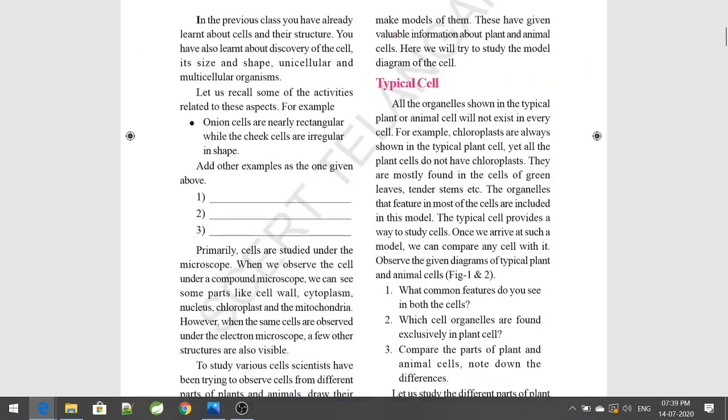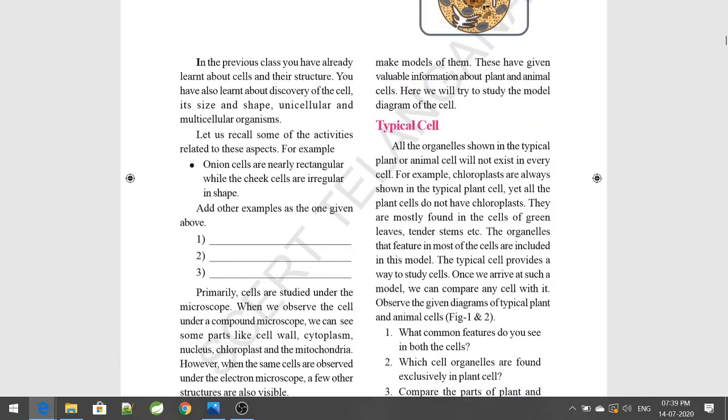Here we have a typical cell. Why are we calling it a typical cell? All the organelles shown in a typical plant or animal cell will not exist in every cell. For example, chloroplasts are always shown in a typical plant cell, yet not all plant cells have chloroplasts. They are mostly found in the cells of green leaves, tender stems, etc. The organelles and features of most cells are included in this model.